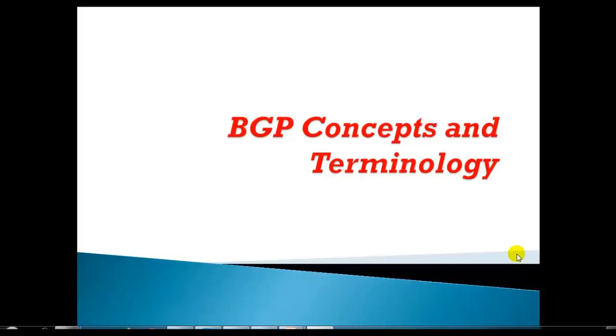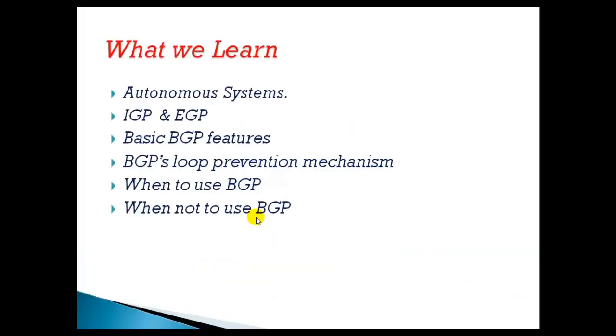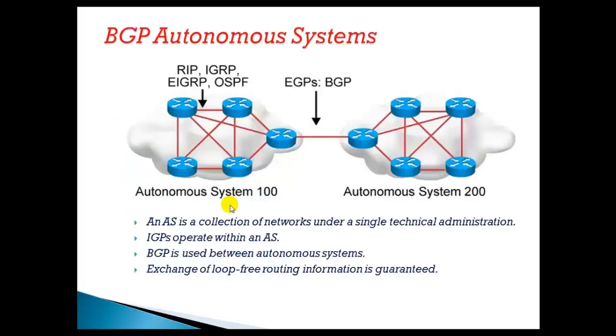Now in this section we'll start with some of the basics of BGP, like basic concepts and terminology. So if you just try to look into the basic things we are going to see, first we'll start with autonomous system number. What is autonomous system number? And then we'll see the differences between IGP and EGP protocols, some of the basic features of BGP, and then we'll see the loop prevention mechanism in BGP, and then finally we'll wrap up this video by understanding when it is more appropriate to use BGP and when it is not really recommended to use BGP. So let's get started first with autonomous system number.